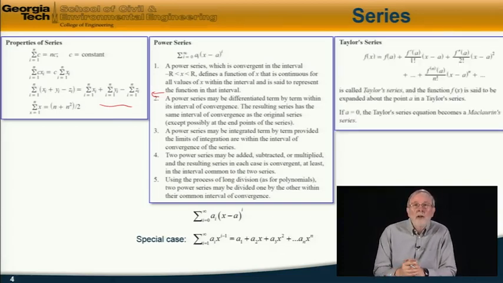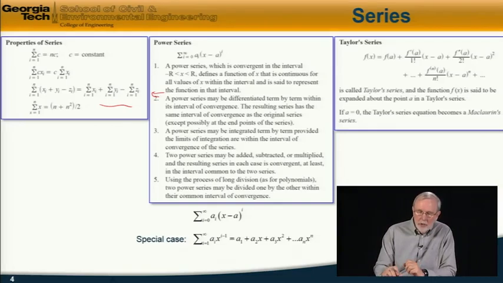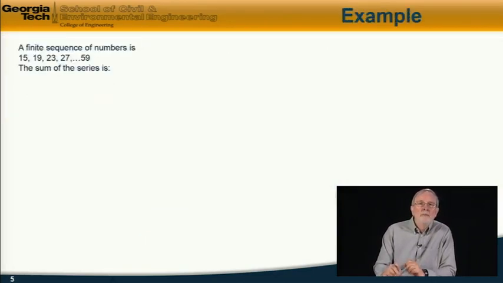And finally, another expansion which we'll use is the Taylor series, which is useful for expanding the value of a function about a point, and is given by f of x equals the function of a plus f prime of a over 1 factorial times x minus a, etc. And we'll show you an example of that in a minute. So some examples of this.